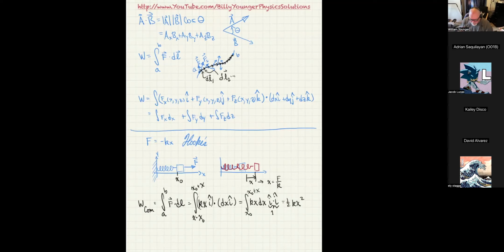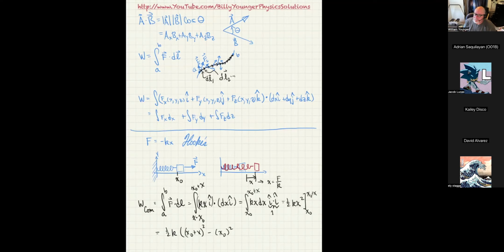Now, in principle, what that means is k times x0 is actually going to be 0. So just keep that in mind because that's the nature of x0 being the equilibrium state. Now I have to evaluate that at the limits of integration, which is x0 and x0 plus x. So when I do this computation, I get 1 half times k times, now I'm going to say x0 plus x squared minus x0 squared.